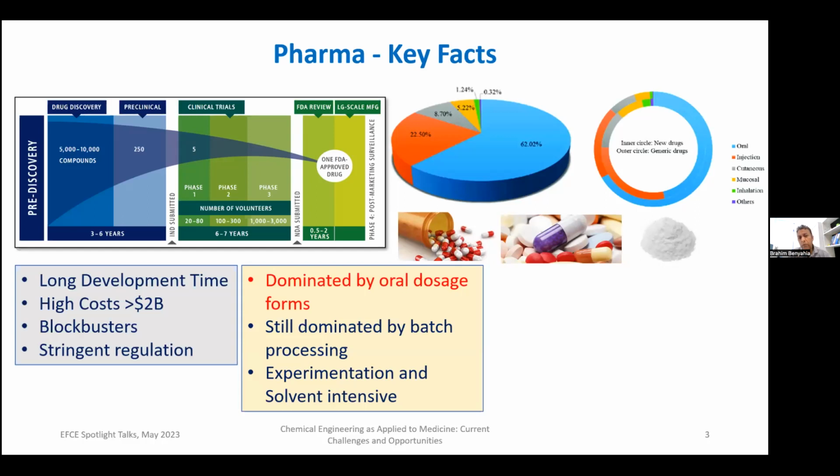Unfortunately, pharma is still dominated by batch, despite all the advantages that have been shown through continuous manufacturing. So there are a lot of good signs now. Pharma is embracing continuous manufacturing, but we are still at the beginning.